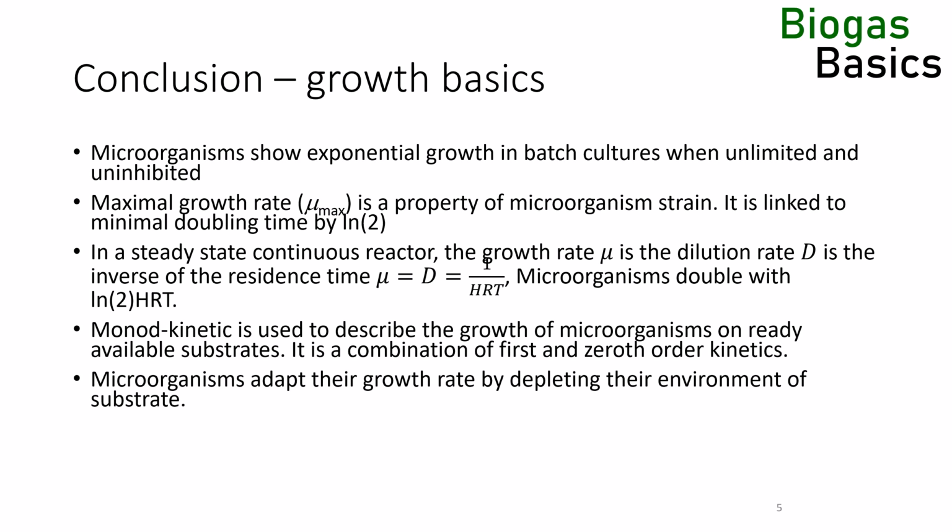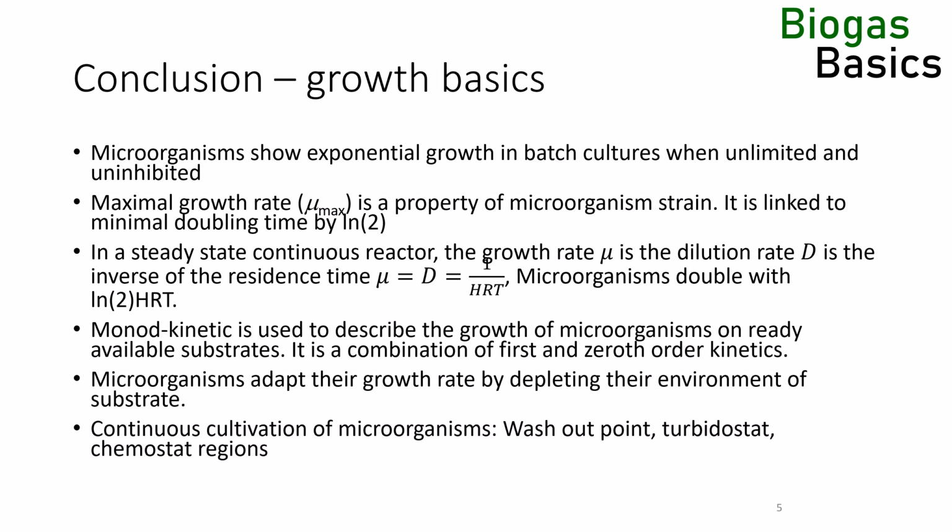In a steady state CSTR, the microorganisms slow down their growth by depleting their environment of substrate until the growth rate μ is the dilution rate D, or the inverse of the residence time. This is only possible when the microorganisms can grow much faster in free growth than they have to grow in the CSTR. When this is the case, the digester operates in the chemostat region, where a small change of residence time will only lead to a small change of the concentration of undigested substrate in the digester.